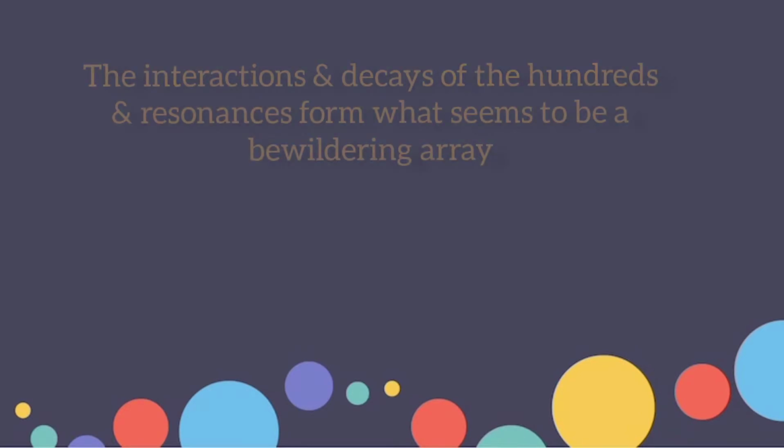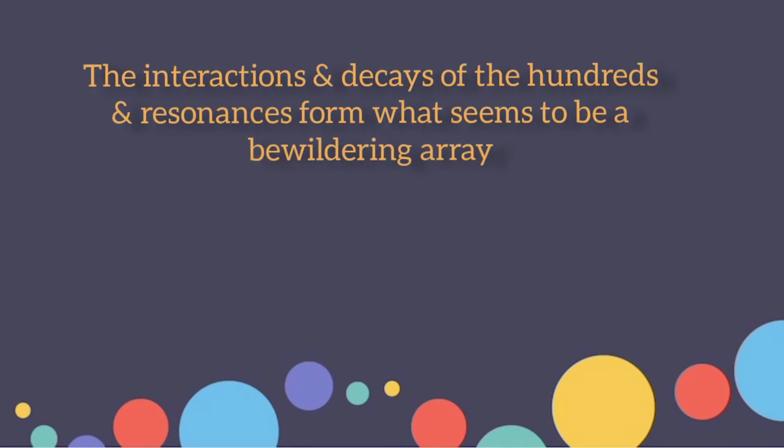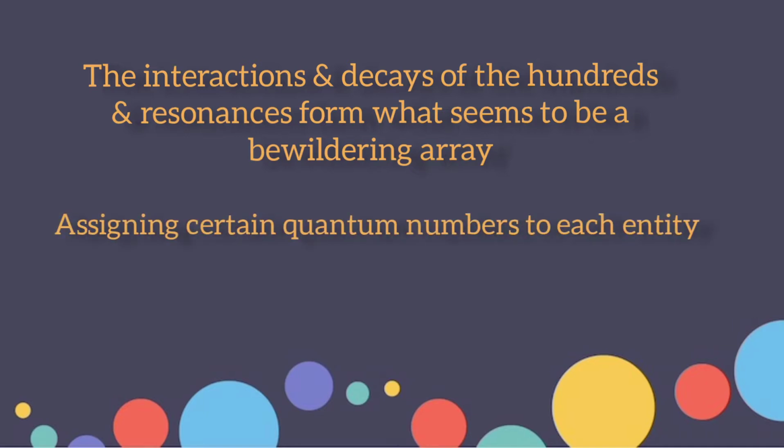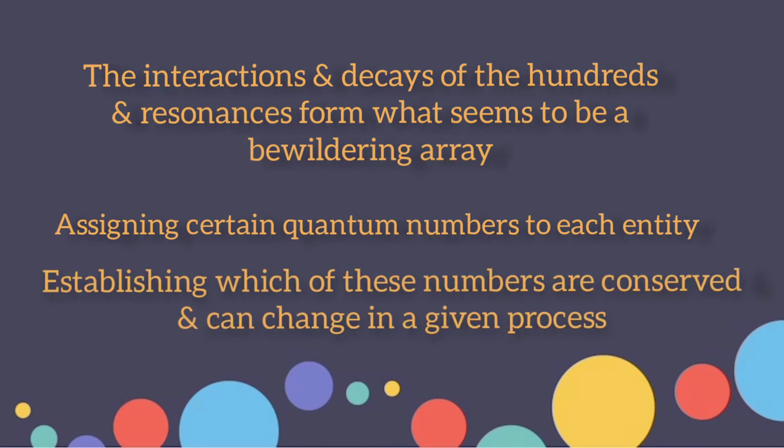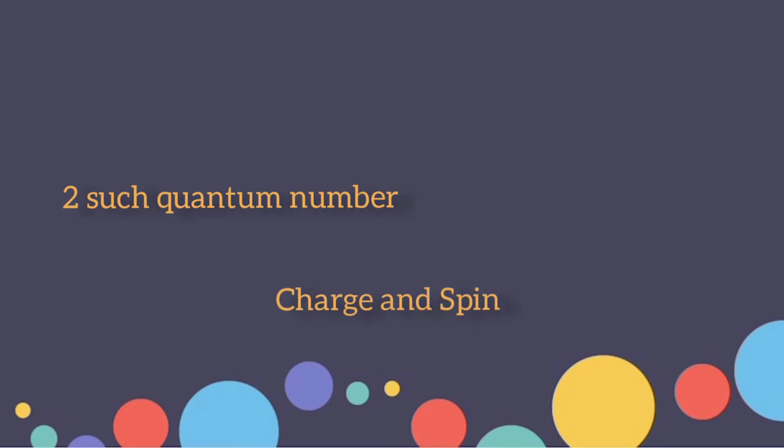Elementary particle quantum numbers: the interactions and decays of the hadrons and resonances form what seems to be a bewildering array. Order can be brought into this situation by assigning certain quantum numbers to each entity and establishing which of these numbers are conserved and which can change in a given process. We are already familiar with two such quantum numbers, which describe a particle's charge and spin. These quantum numbers are always conserved, and one set of quantum numbers is used to characterize baryons and the three families of leptons.